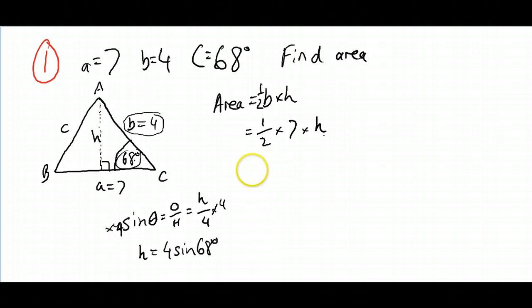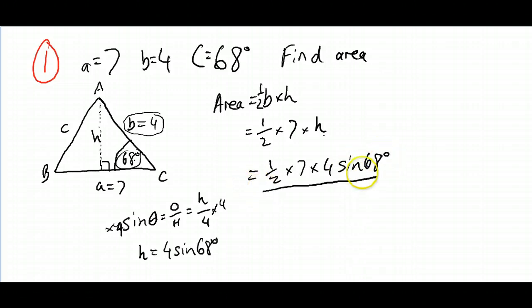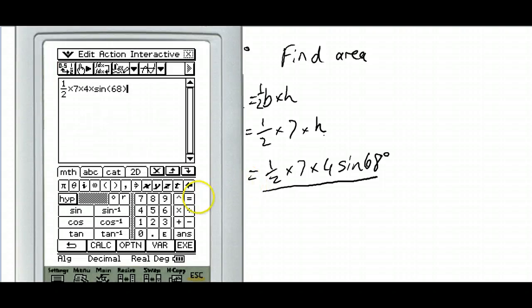Okay, so we can put that into our equation, half times 7 times 4 sine 68 degrees. That should give us the area. Let's put it into a calculator. Okay, so here you can see we've written into the calculator the formula that we had with all the values. When we execute, it says 12.98.